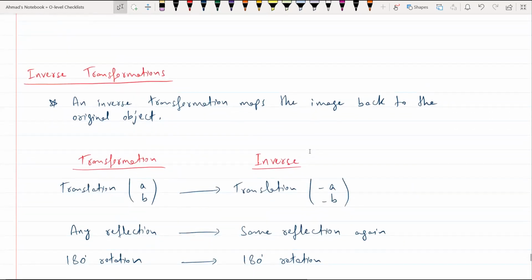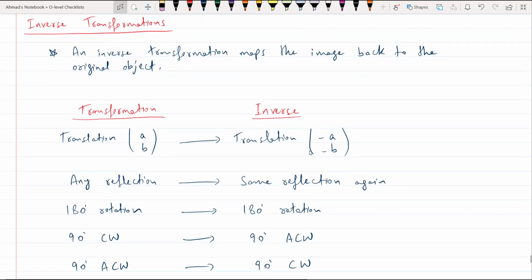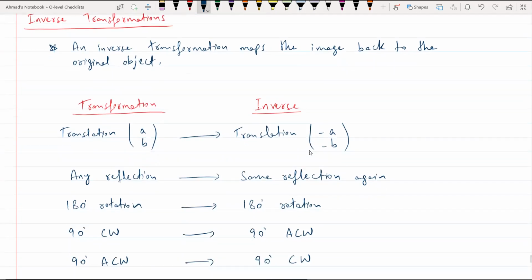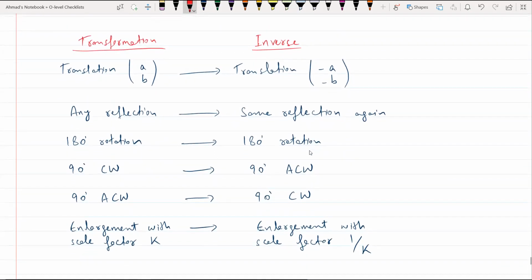And then lastly, you might have seen a couple of questions on inverse transformations as well. The concept of inverse transformation is very straightforward. If you have any transformation that maps an object to an image, then an inverse of that transformation maps that image back to the original object, right? So for example, these are common transformations and their inverses. If you have a translation (a, b), then its inverse is just changing the signs of the components so it comes back to its original position.